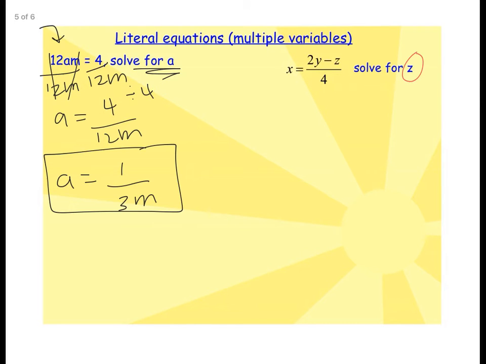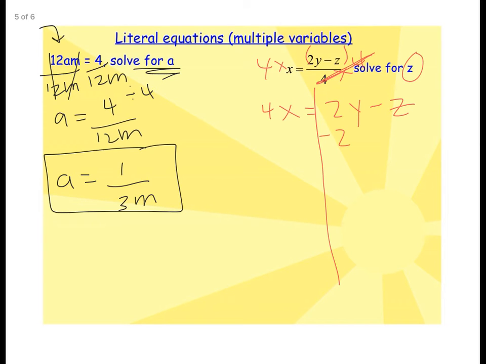Z's up top, so I need to get rid of the 4 in the bottom. So we are dividing this whole piece up top, the 2y minus z, by 4. So I'm going to multiply 4 on both sides. That gets rid of the 4 here. And I'm left with 4x is equal to 2y minus z.